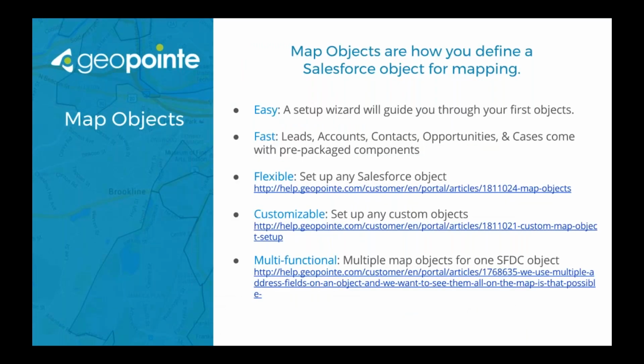So as you are setting up Geopointe, the first thing that you need to be aware of is some of our lingo, and the big one we're going to start with is map objects. Map objects is just a way of us saying this is how you're going to define your Salesforce objects to be mapped. So a map object takes your Salesforce object, it asks where is the address information, and then after that we can put it on a map for you.